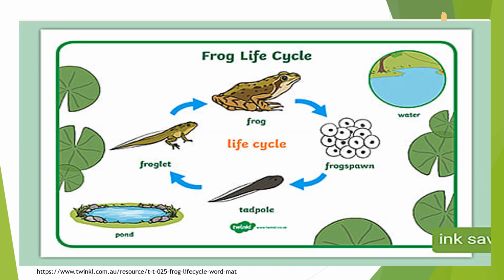The life cycle begins when a female frog lays eggs, usually in water. The eggs are often laid in clusters called frog spawn and look like tiny clear bubbles with dark dots inside. And after a few days, the eggs hatch into tadpoles.